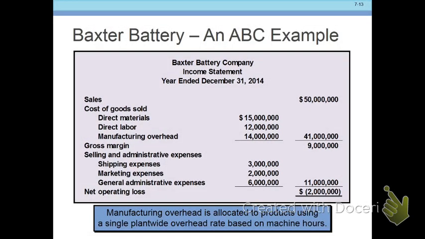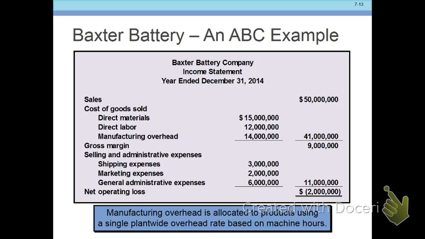So let's take a look at an example here. In this particular case, this company makes batteries. They have sales of 50 million. They have some direct materials, direct labor, manufacturing overhead, all those things we saw back in chapters 3 and 4. That gives them a gross margin of 9 million. Then they have selling, general, and administrative expenses, and in this case they're losing $2 million.